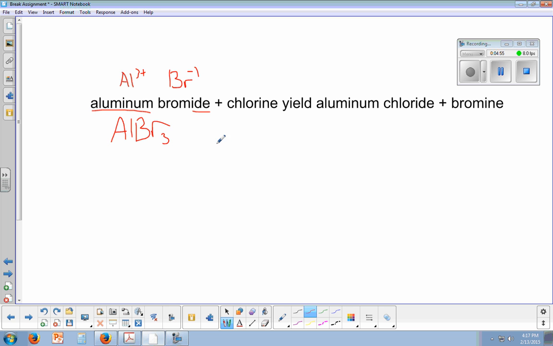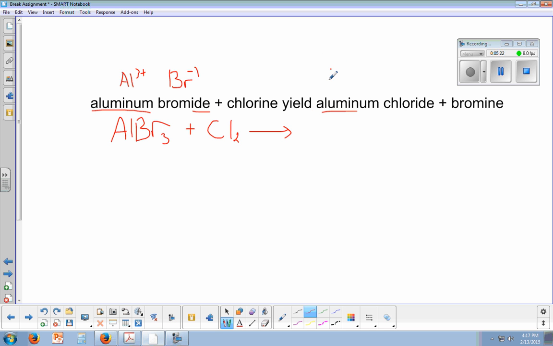Okay, and chlorine. Now, you would think that it would just be Cl, but Cl is part of Brinkelhoff, which is just an acronym to help us remember all of the diatomic elements. So when they say chlorine, they're always going to mean Cl2. Now, that yields or produces aluminum chloride, which, since this is a metal and a nonmetal, it's ionic.